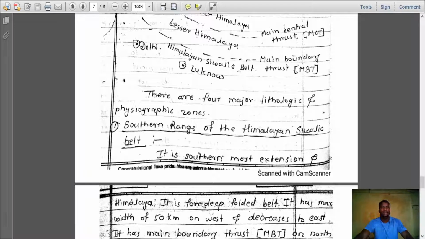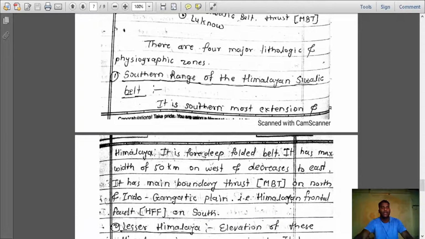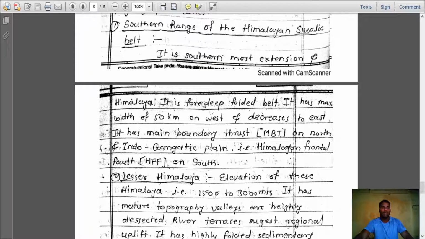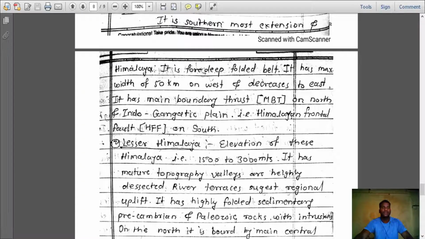Southern range of Himalaya, the Siwalik belt, is the southernmost extension, and it is a deep folded belt. It has a maximum width of 50 km in the west and decreases to the east. It has the main boundary thrust on the north and the Indo-Gangetic plain, that is the Himalayan frontal fault, on the south.